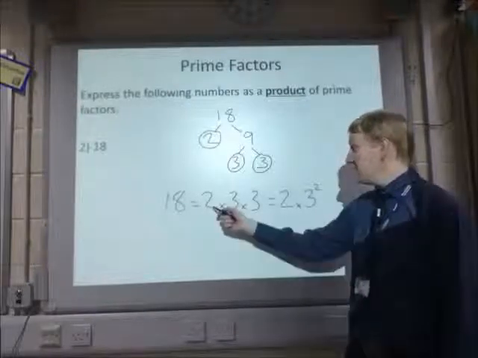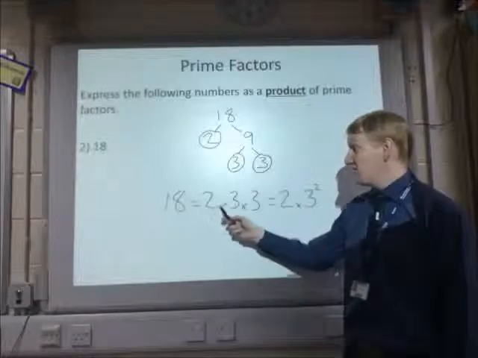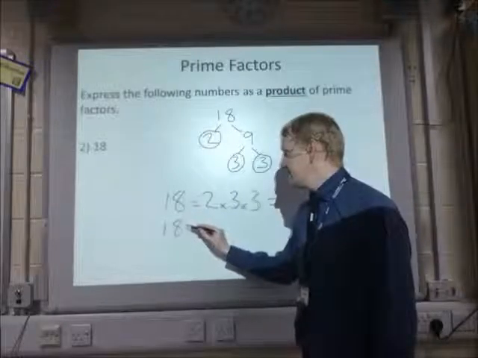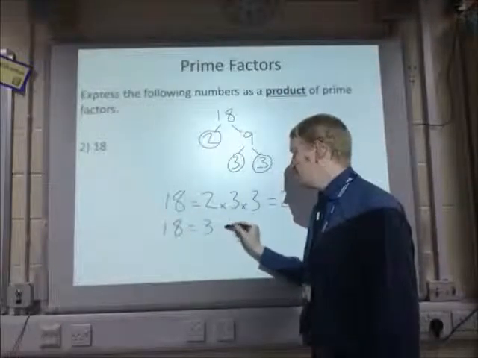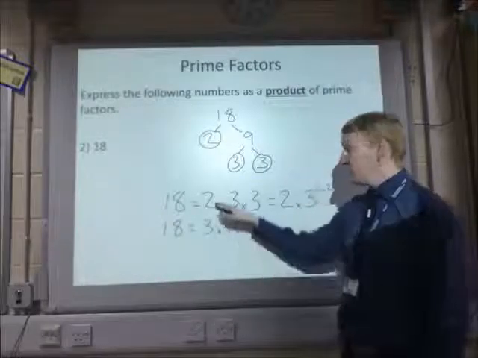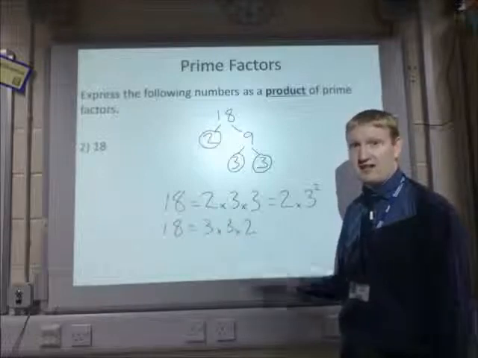If you do get these numbers in a different order, however, it's still correct, just as long as you've got a 2, a 3 and a 3. So we could have written it as 18 is equal to 3 times 3 times 2. As long as you're getting these numbers written down, it doesn't actually matter what order you put them in, so you could still be getting it correct.